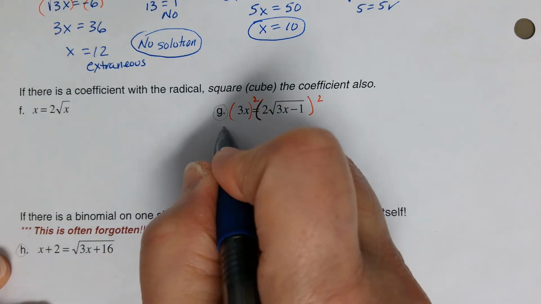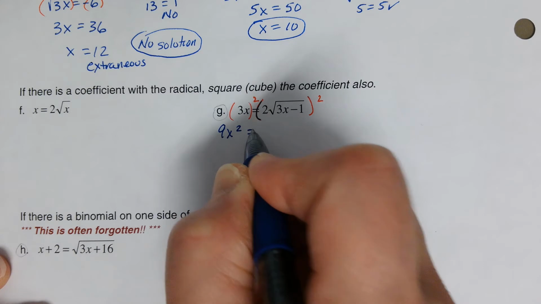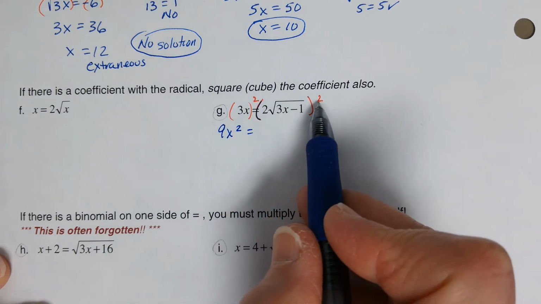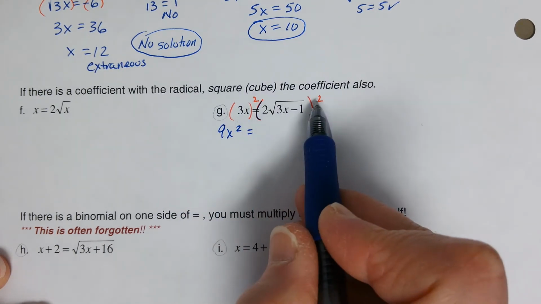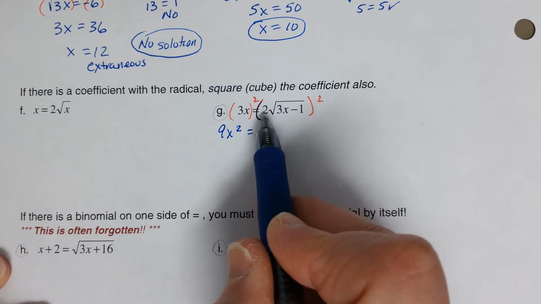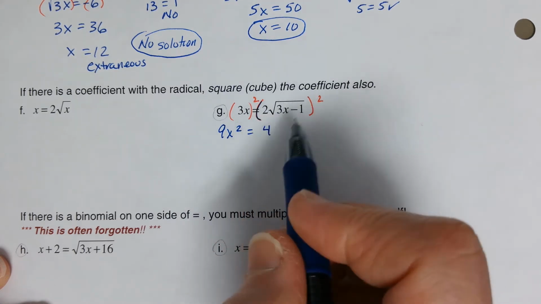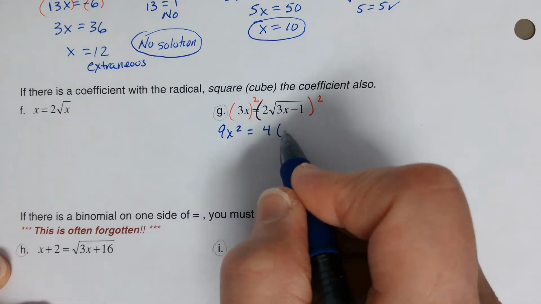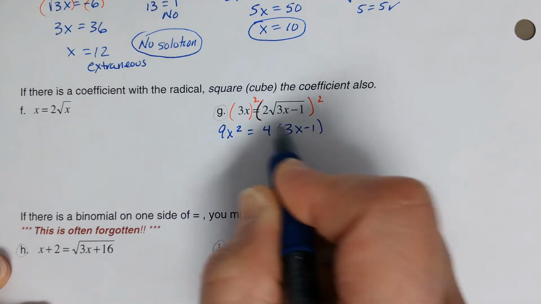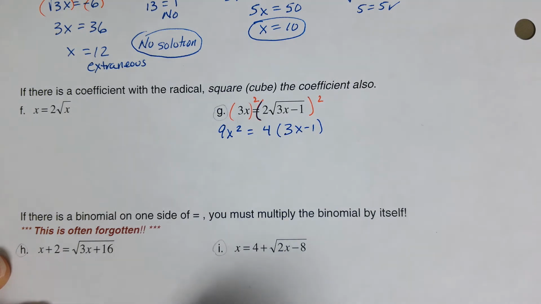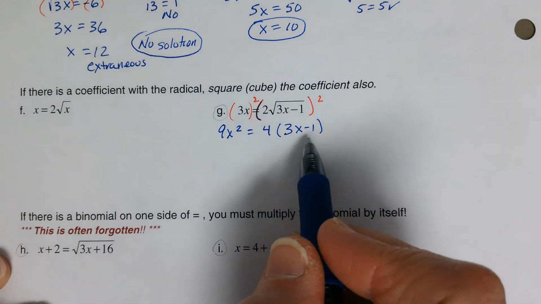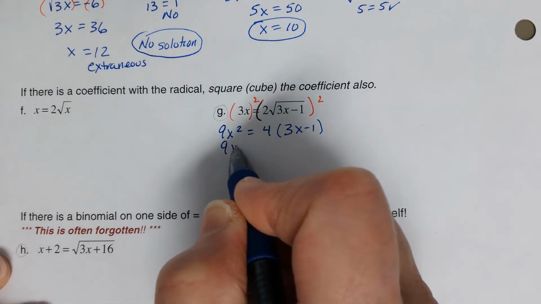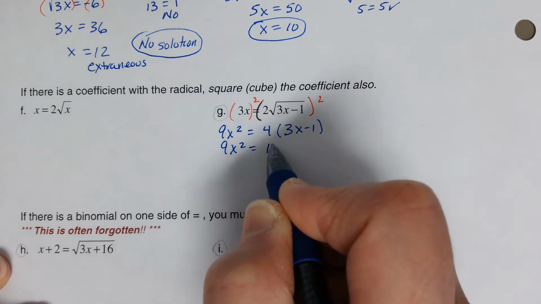3x times 3x is 9x squared. Now, don't forget to square the 2, right? We're distributing here. So this is 2 squared, which is 4, and then the square root of 3x minus 1 squared removes the square root. Make sure you put the 3x minus 1 in parentheses because we do have to distribute the 4 over that parentheses.